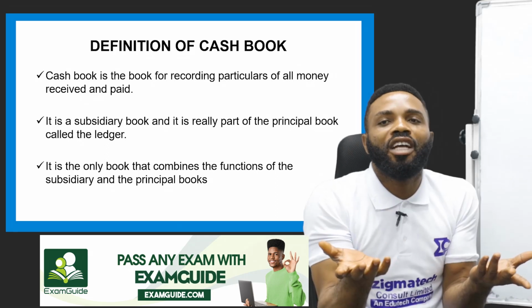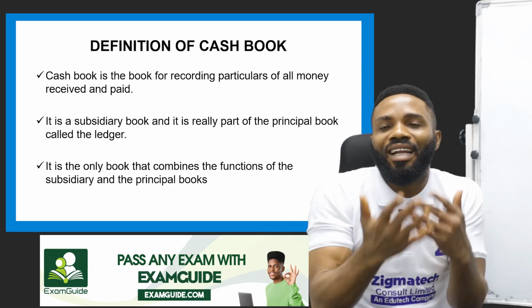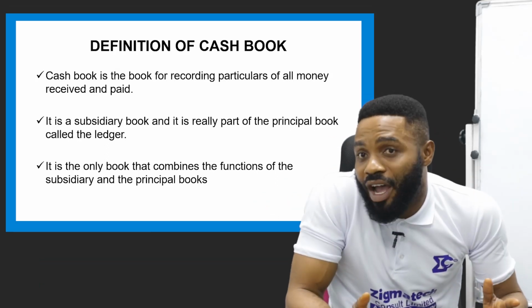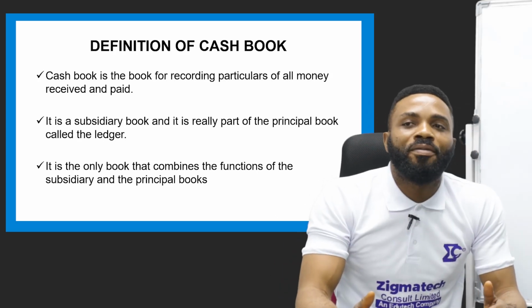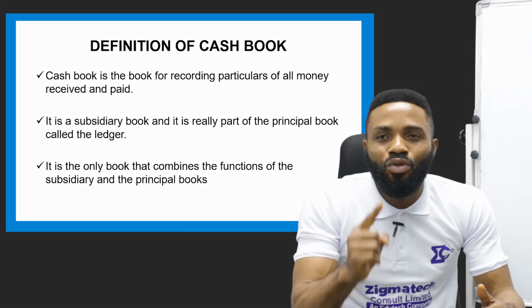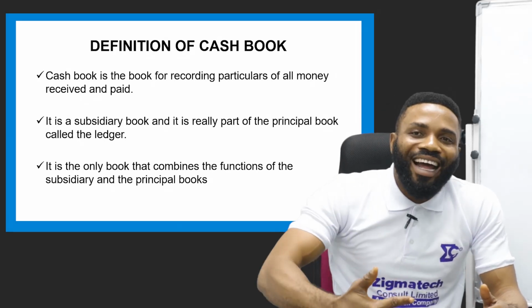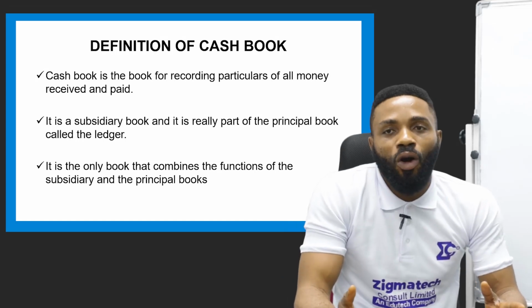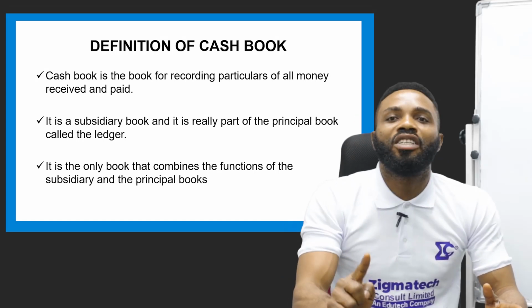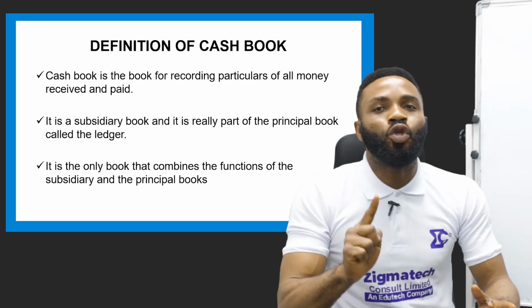So when you open the cash book, you see different classes and categories of transaction. That is why it functions as a ledger, because a ledger is the book of books, the book where you can find all other transactions. So when you see an account that can house other transactions, then it can be called a ledger. And cash book is the only book that serves a dual purpose.